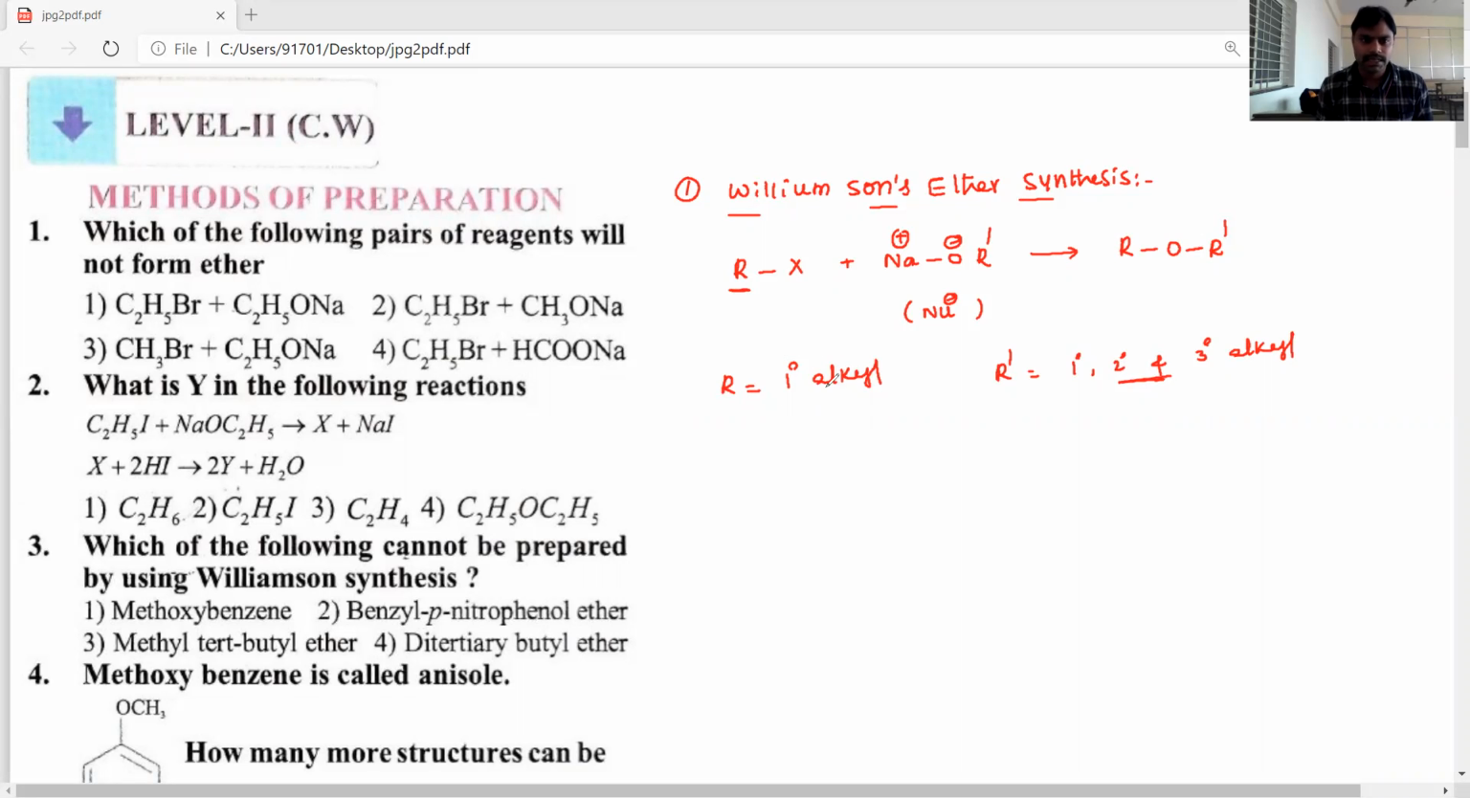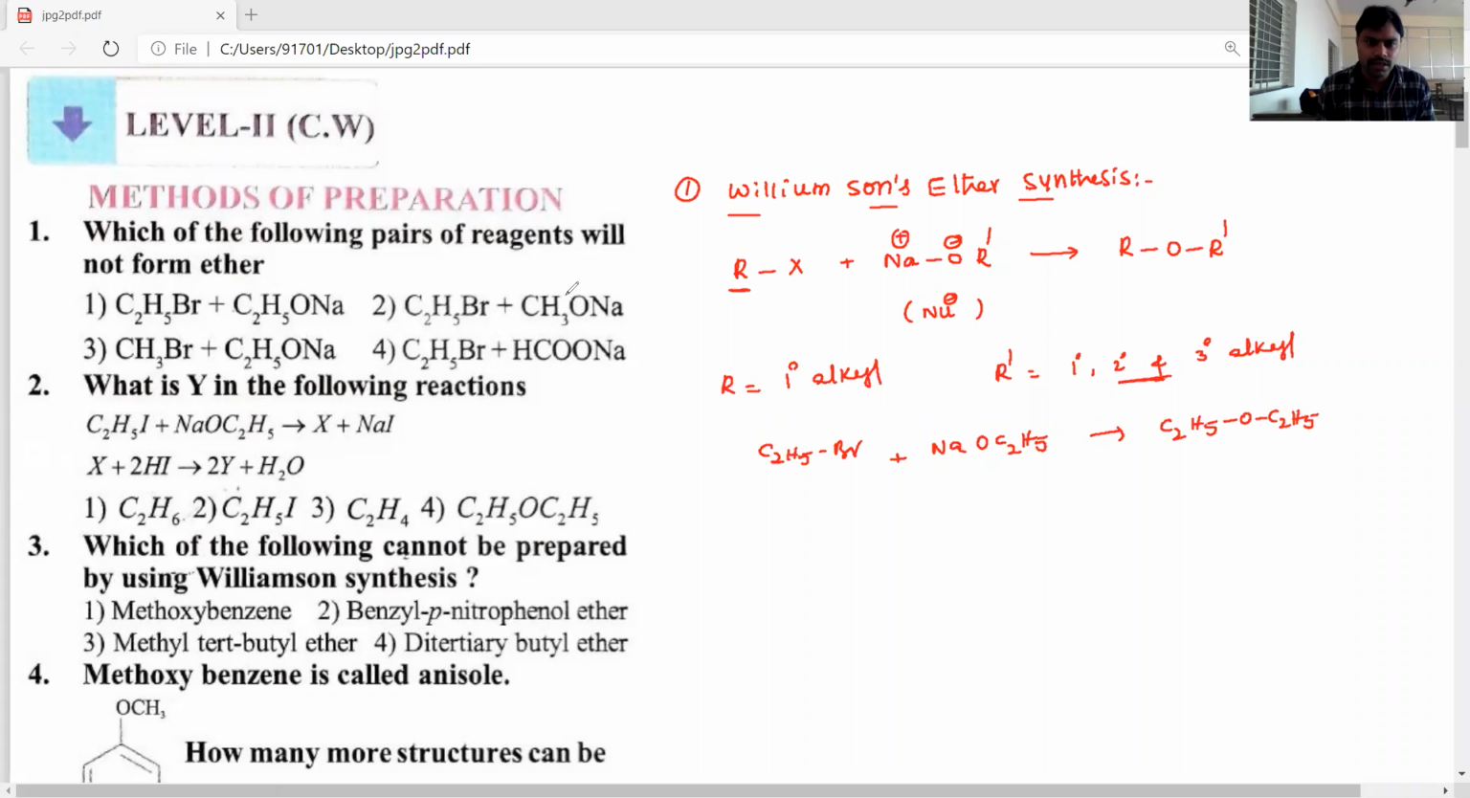Okay, let's see which is not possible. The first one, bromoethane, C2H5Br, reacts with sodium ethoxide, NaOC2H5. The product is C2H5-O-C2H5, diethyl ether. Now it is okay. The first one is possible for the synthesis of ether.